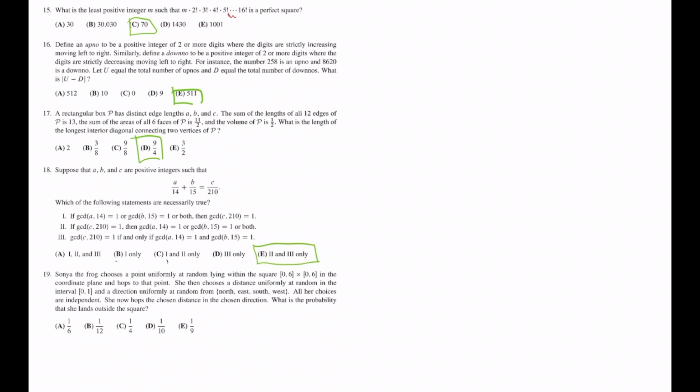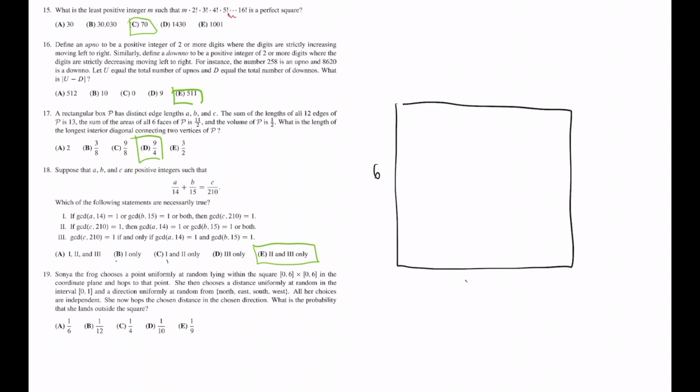Okay, so this problem is about Sonia the frog, who chooses a point at random inside this square of side length of 6. And then she chooses a distance at random from 0 to 1 and a direction out of this set. And all her choices are independent. And then she hops in the chosen direction the amount. What is the probability that she lands outside the square?